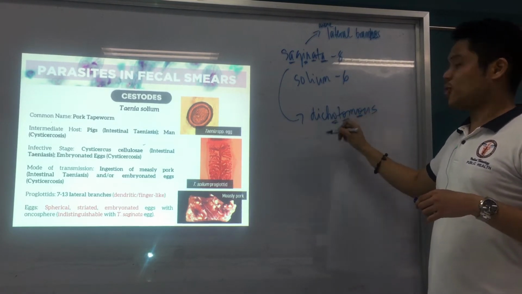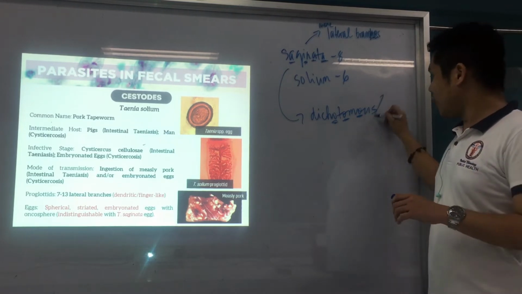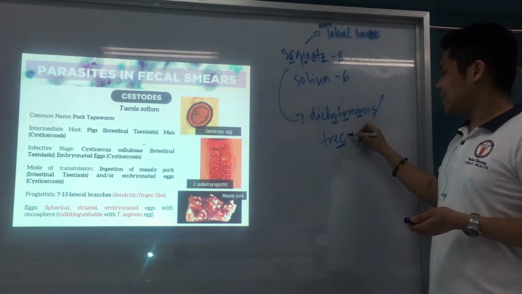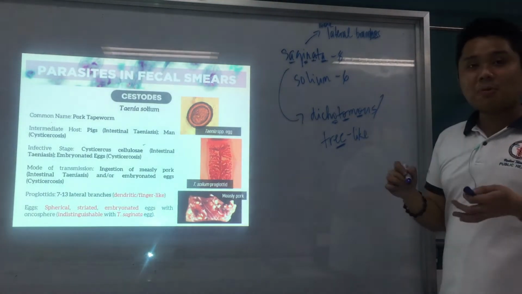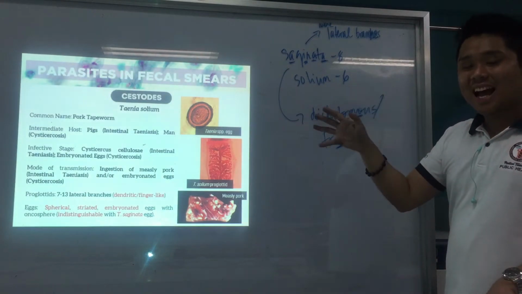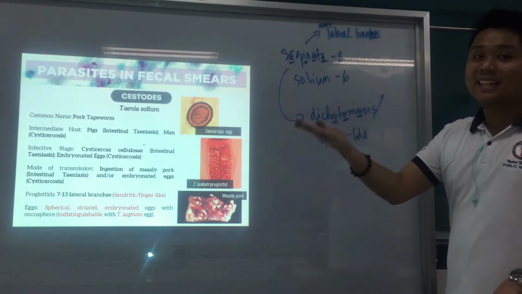Dichotomous, or tree-like. So, tree-like. So, whoever has more branches, that one is dichotomous or tree-like. So, saginata is dichotomous, tree-like. Okay?